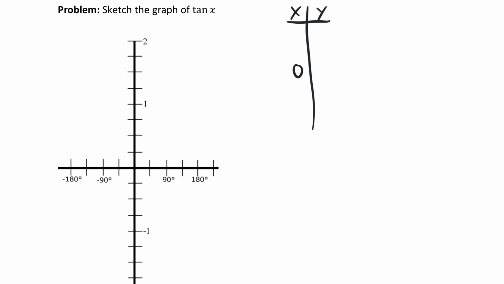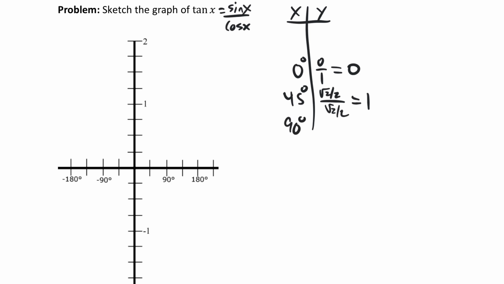So we know at 0 degrees, tan of 0 is going to be, remember, tan is sine over cos. So sine of 0 is 0 and cos of 0 is 1, so 0 over 1, which is 0. Now 45 is a nice point because at 45 sine and cos are the same. They're both root 2 over 2, so that's going to give you 1. And at 90 degrees, sine is 1 and cos is 0, which means it's going to be undefined.